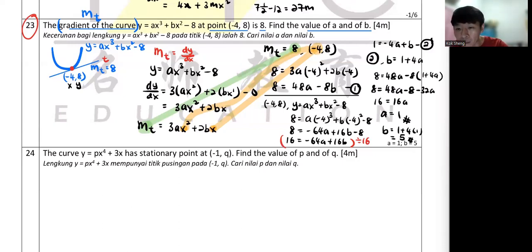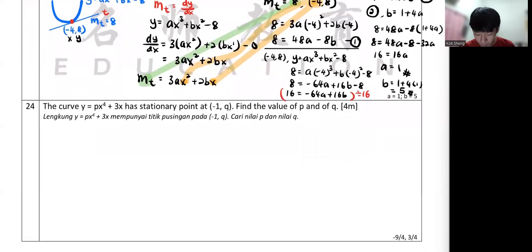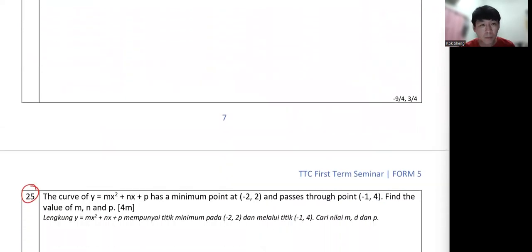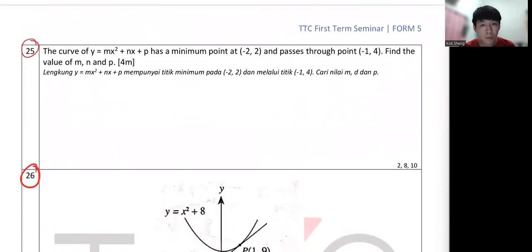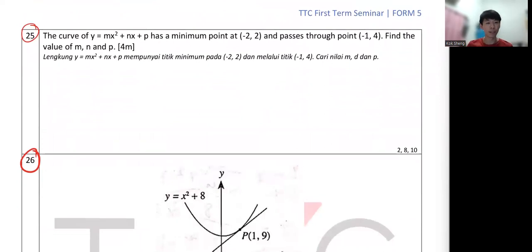1, 2, 3, 4, 5. Okay, all done. Let's continue. 25. Okay, let's see this. Also 4 marks are okay.